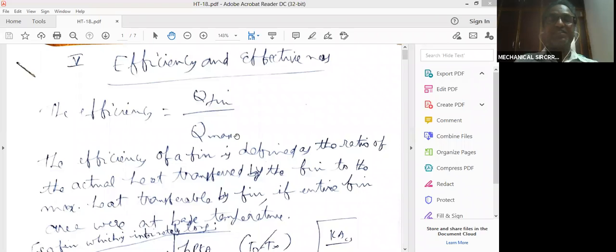All of you listen very carefully. The efficiency of fin is defined as the ratio of actual heat transferred by the fin to the maximum heat transferable by the fin if the entire fin area were at the base temperature. Okay?